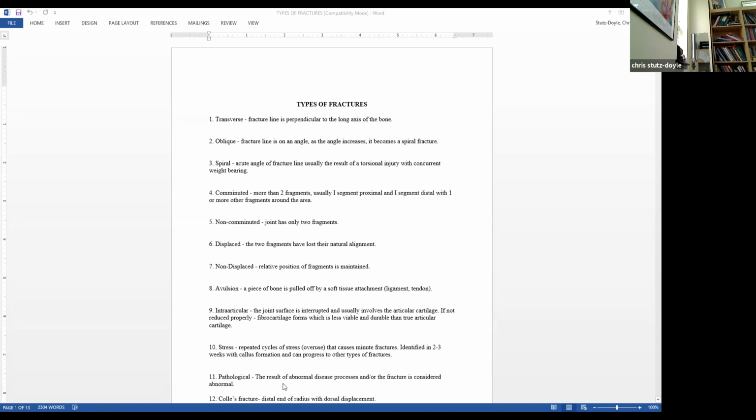A pathological fracture is the result of an abnormal disease process, and the fracture is considered abnormal. We talked about the fractures associated with osteoporosis, or even something known as osteomyelitis. We talked about osteomyelitis a couple of lectures ago, and we said osteomyelitis was a bone infection. So a pathological fracture is a result of some kind of abnormal disease.